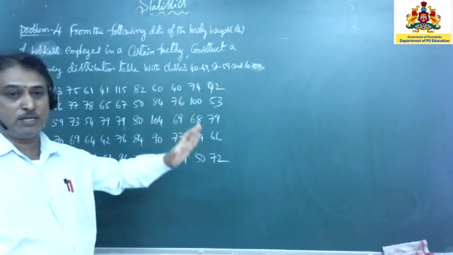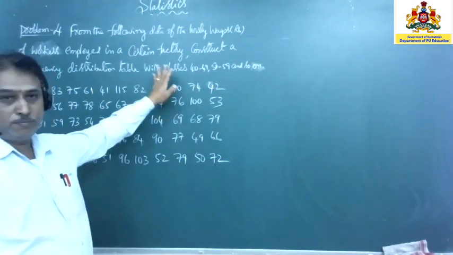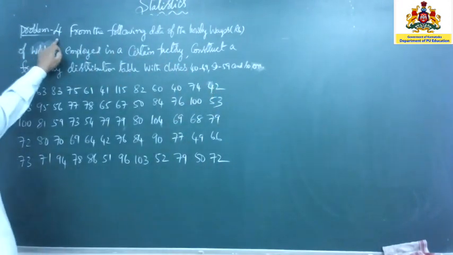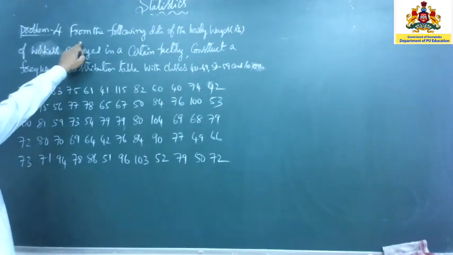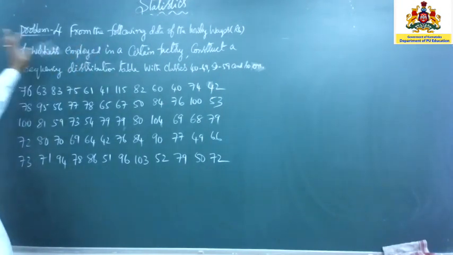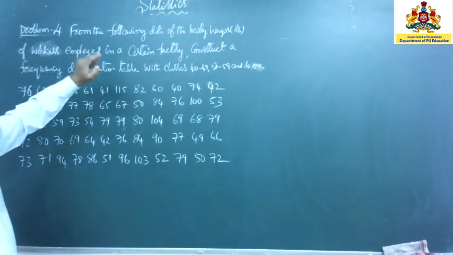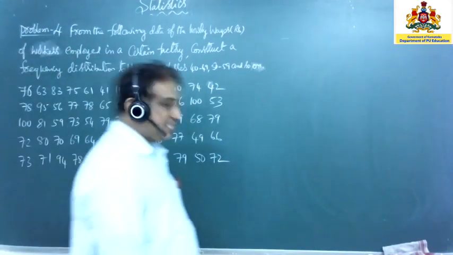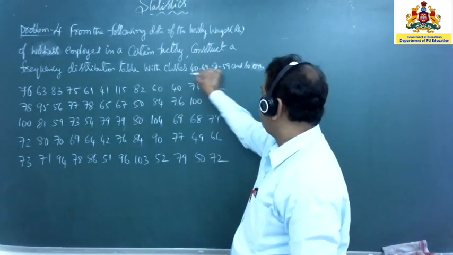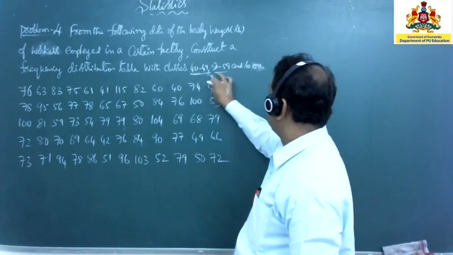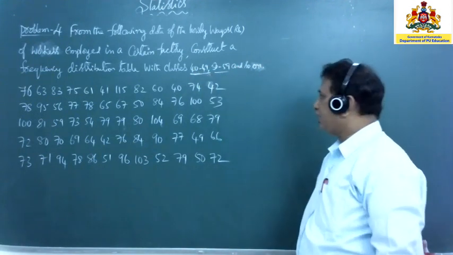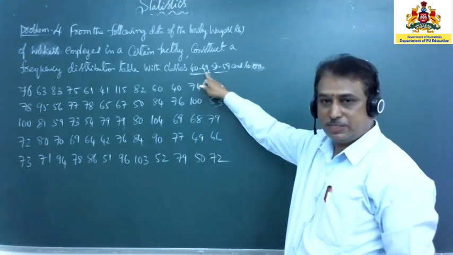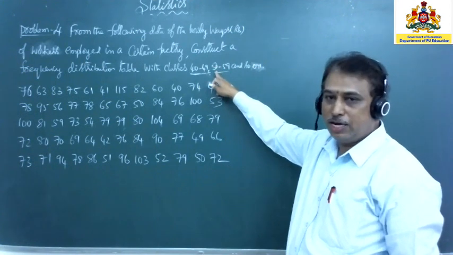After understanding the first 3 problems, for the fourth problem I will only explain the question. You have to do it yourself. Problem 4: from the following data of the hourly wages of workers employed in a certain factory, construct a frequency distribution table with classes 40 to 49, 50 to 59, and so on. That means for 40 to 49, the upper limit of the first class is not the same as the lower limit of the next class.